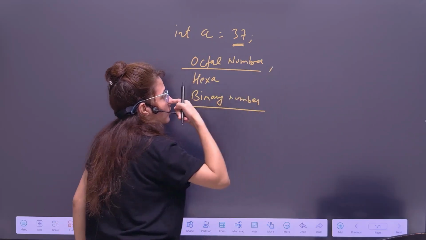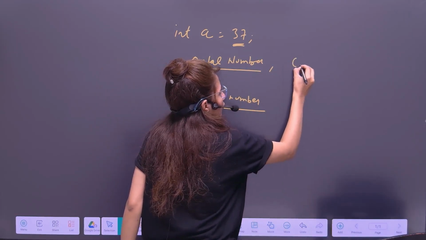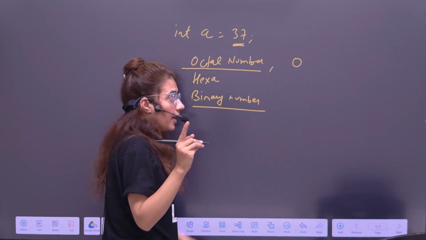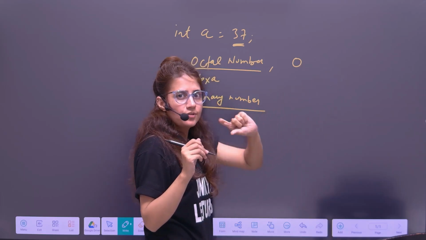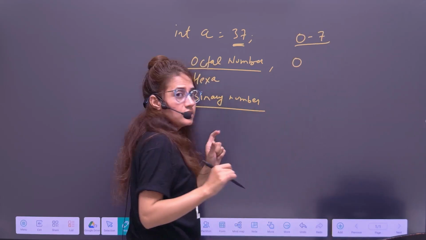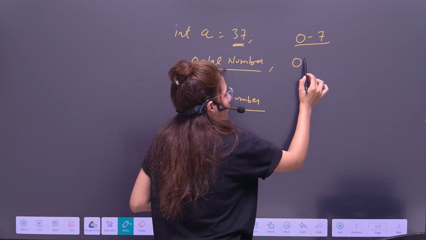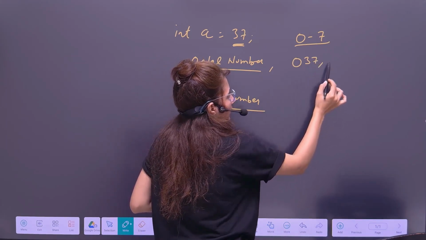Octal number, octal means base 8. So an octal number will always start with a 0, and after this it will have digits from the set 0 to 7 because the base is 8. So from 0 to 7 digits we can use. So suppose I write here 037, this is correct.